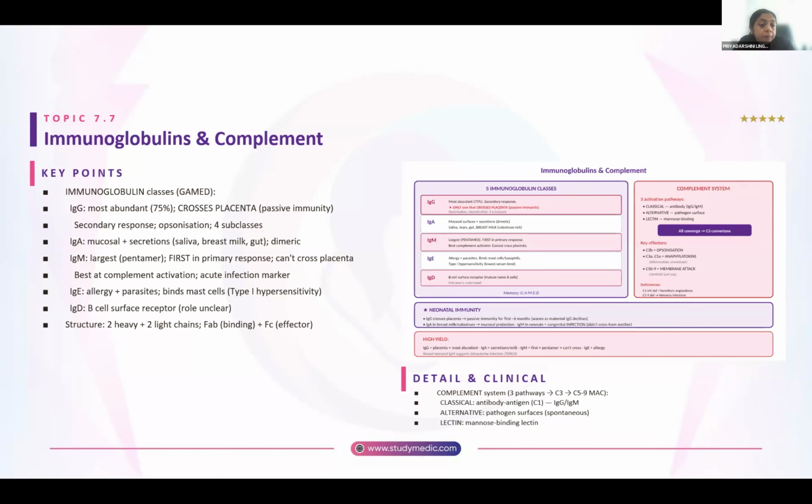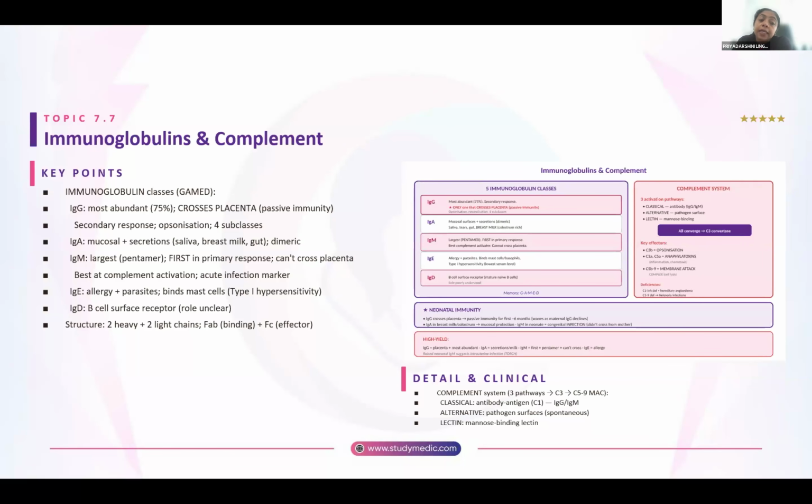Coming to IgE, IgE is associated with allergy and parasites, and this binds mast cells. This is seen in type 1 hypersensitivity. So this is again a key SBA point here. IgD is seen as a B cell surface receptor.